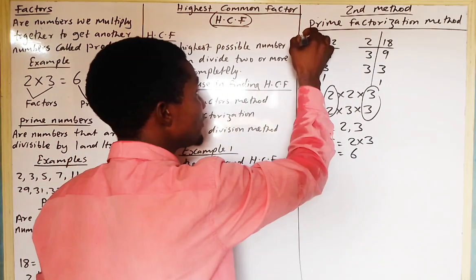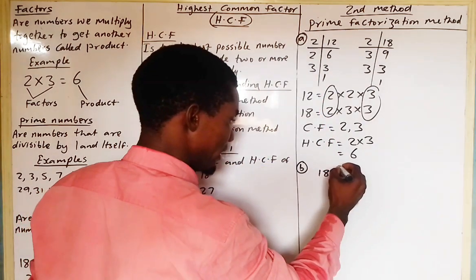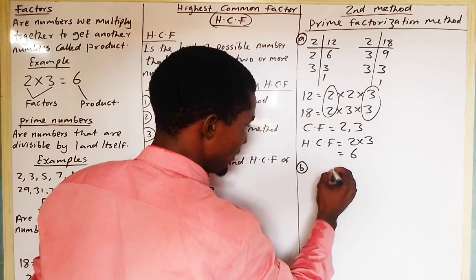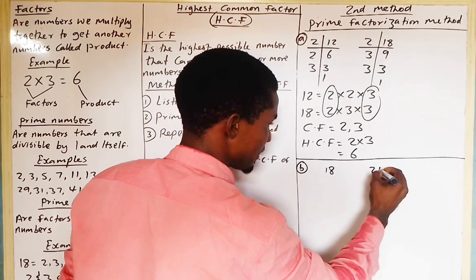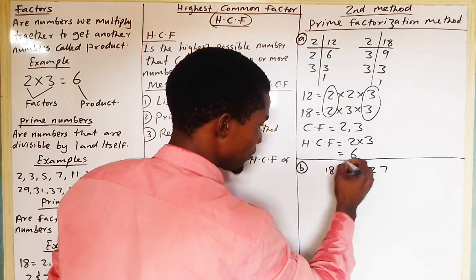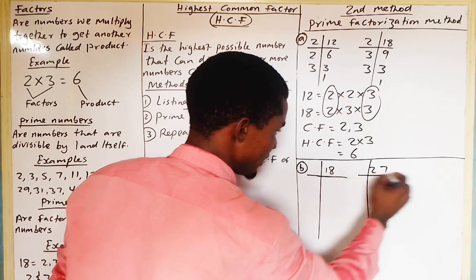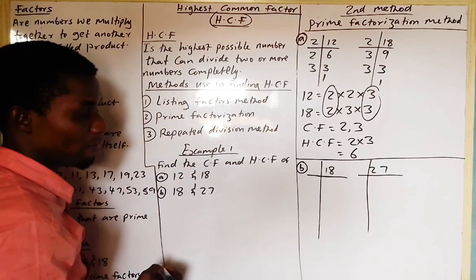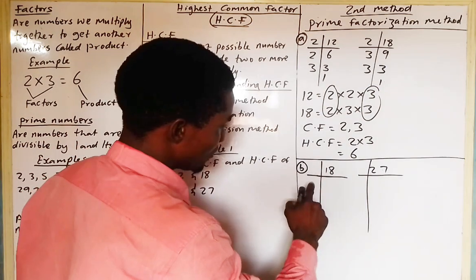The second question now is also 18 and 27. So let's list all the factors of 18 and 27. So now let's list out the factors of 18 and 27.